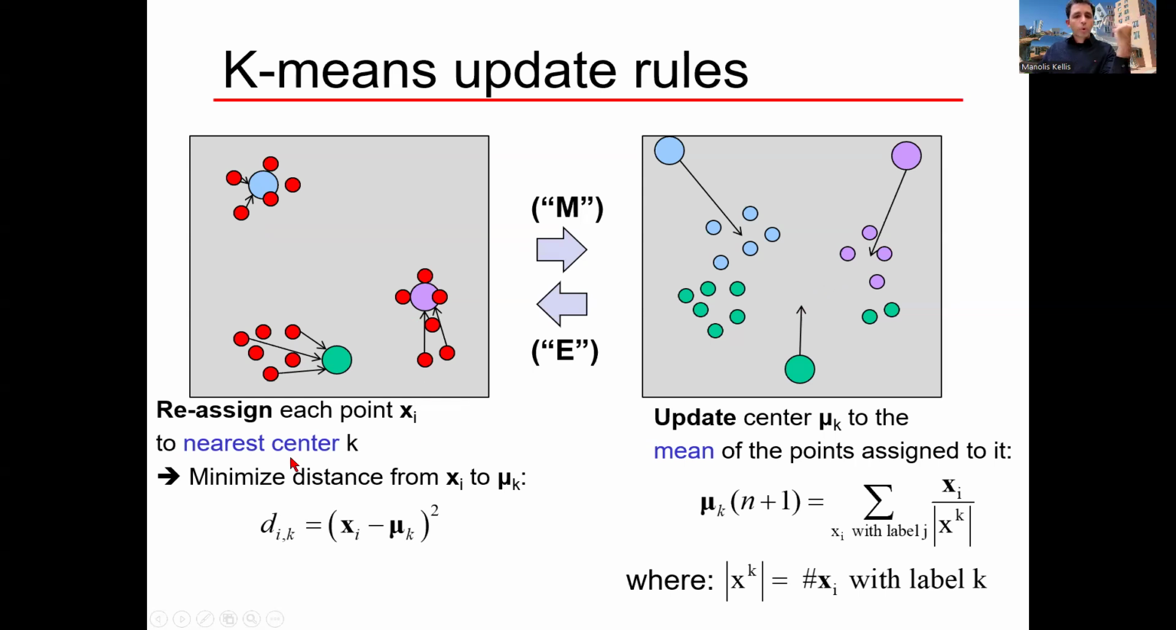Okay? What are we trying to do? What is this algorithm actually doing? What it's actually doing is that by reassigning the point to the nearest center, it's actually minimizing the distance between all of the points that are assigned and the centroids to which they're assigned.